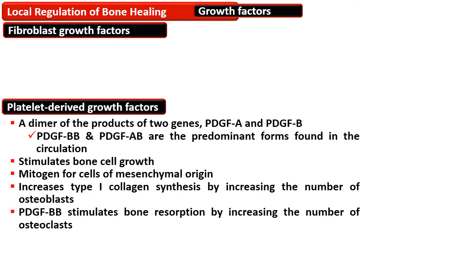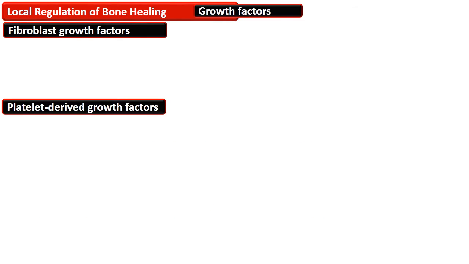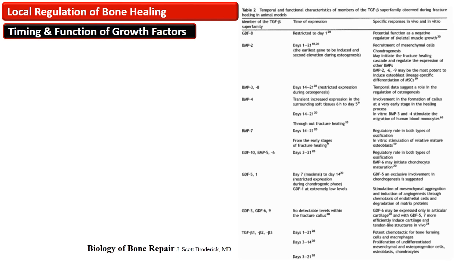The platelet-derived growth factor is a dimer of products of two genes, platelet-derived growth factor A and B. PDGF-BB and PDGF-AB are the predominant forms formed in the circulation. They stimulate bone cell growth and act as mitogens for cells of mesenchymal origin. They increase type 1 collagen synthesis by increasing the number of osteoblasts, while PDGF-BB stimulates bone resorption by increasing the number of osteoclasts. So this is a table from the biology of bone repair, which shows that there are a lot of these growth factors which have a specific time and function for bone healing.